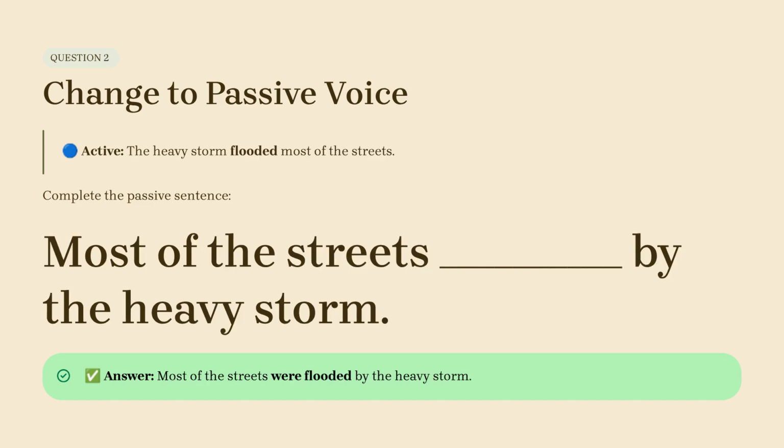Question 2. In the active voice, we say, the heavy storm flooded most of the streets. Let's complete the passive sentence. The answer is, most of the streets were flooded by the heavy storm.